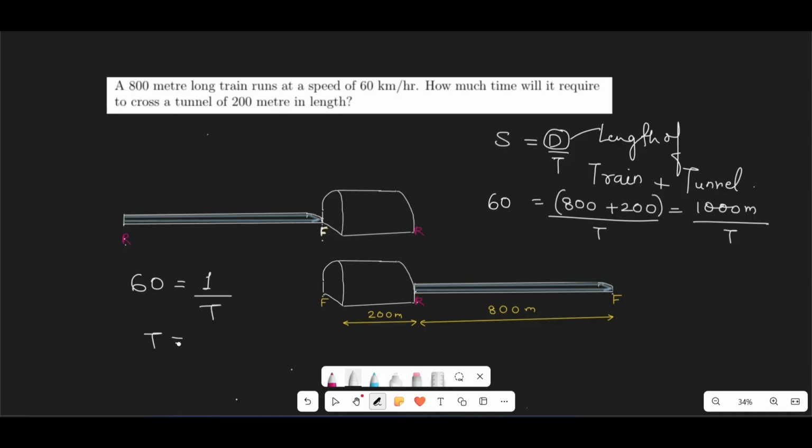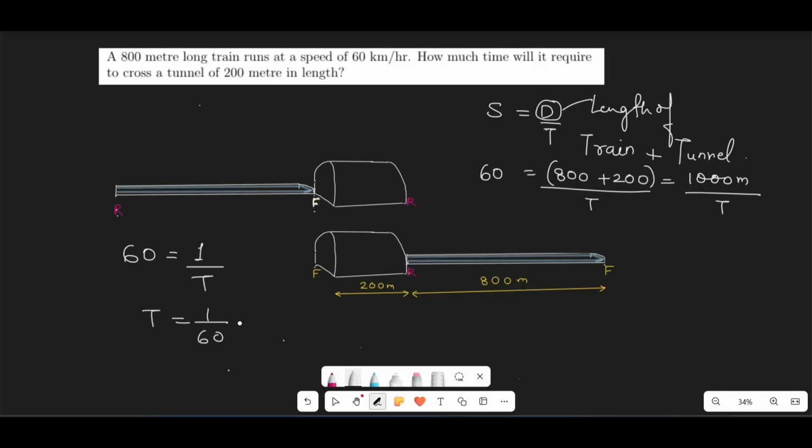So here we have time equal to 1 upon 60. Time that we will get will be in hours. But it is better to find the time in minutes or seconds. So let us find in minutes. 1 hour is 60 minutes, so we multiply by 60 and we get 1 minute. So the time taken for the train, which is 800-meter long, to cross a tunnel, which is 200-meter long, is just 1 minute. Okay. Now let us see some problems regarding crossing a bridge.